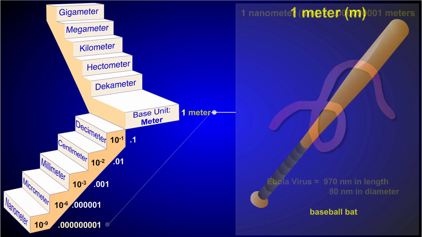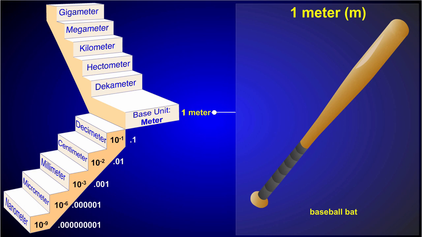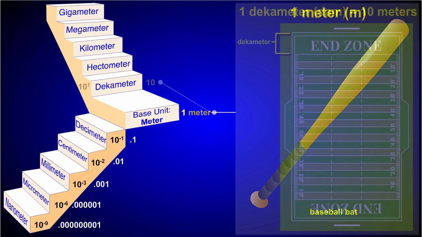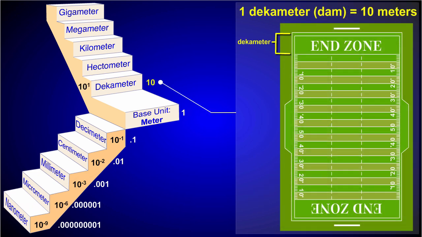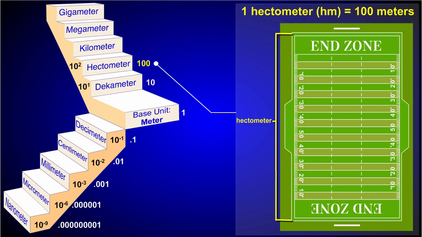Let's return to meters for a moment as the basic unit used to measure length. Scientists in the field often work with measurements that are larger than the meter, so let's look at these larger units next. A decameter is 10 times larger than a meter. This is about the length of a football field end zone. A hectometer is 100 times larger than a meter, or about the length of the entire field.